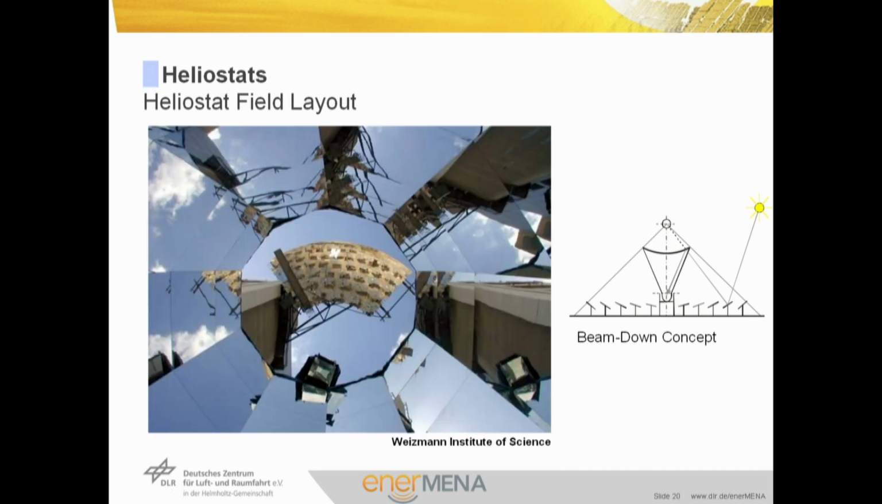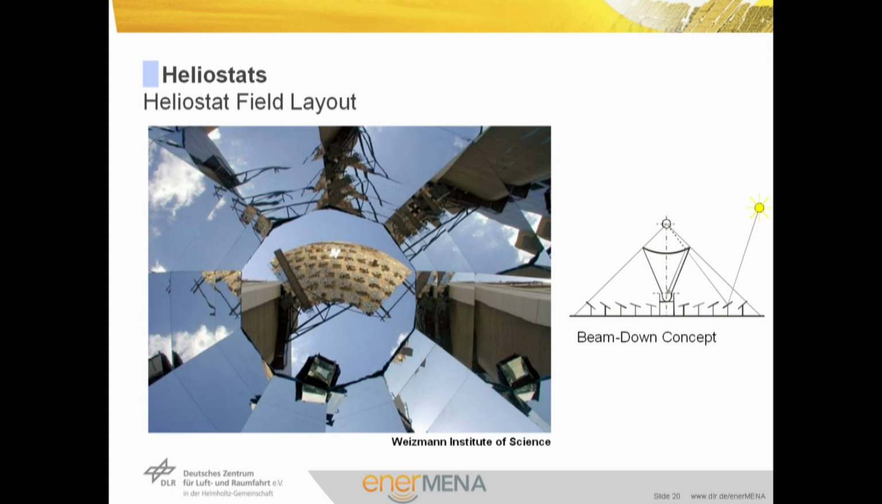This picture shows the beam-down concept at the Weizmann Institute of Science. The photo on the left is a view from the receiver up to the concentrator at the tower top. In the concentrator, here you see the heliostat field, which reflects the sunlight into the receiver. So what we see is the top reflector, and in the top reflector we see the heliostat field. You also see the wall of the third concentrator.